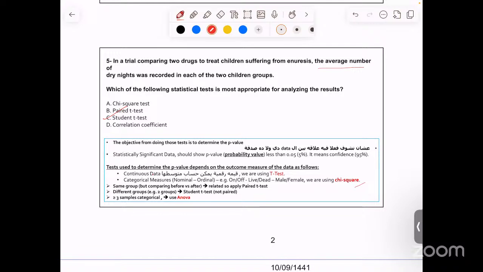For the paired versus the independent t-test: the paired t-test is used when comparing the same group before and after treatment, usually in experimental research studies. We also have the independent t-test, or the two-sample t-test, used when comparing two different groups. Since we are comparing two separate groups, the answer would be the independent t-test. For three samples, we use ANOVA. So the answer here will be the student t-test.